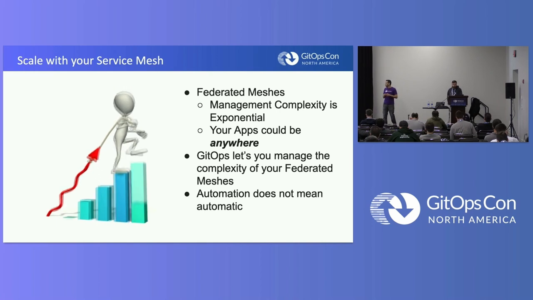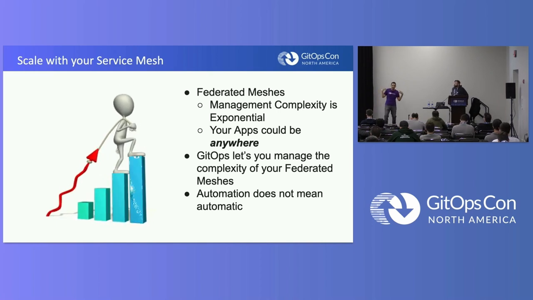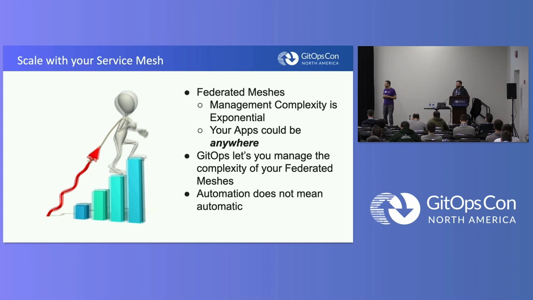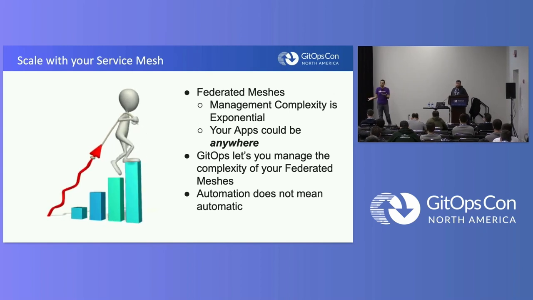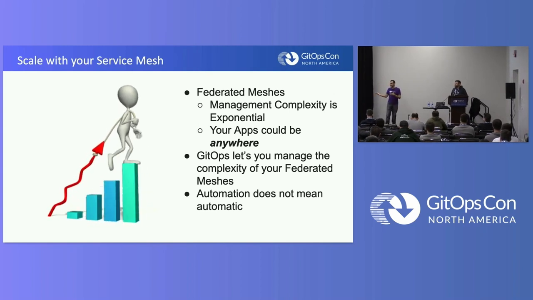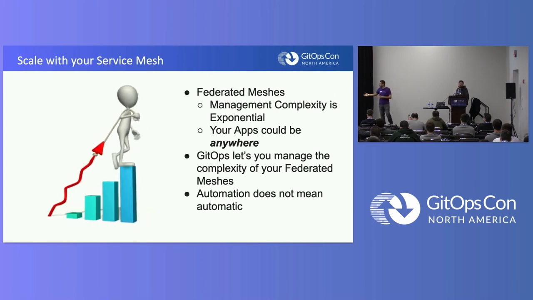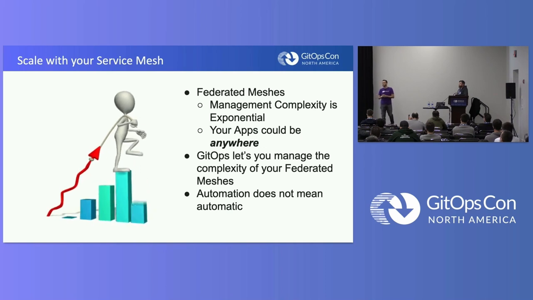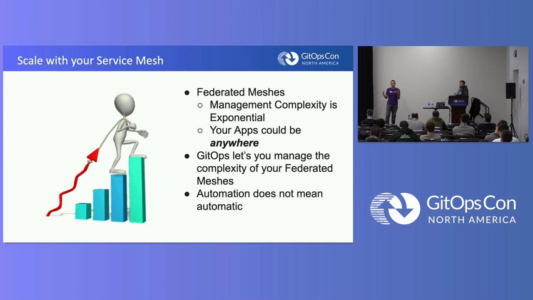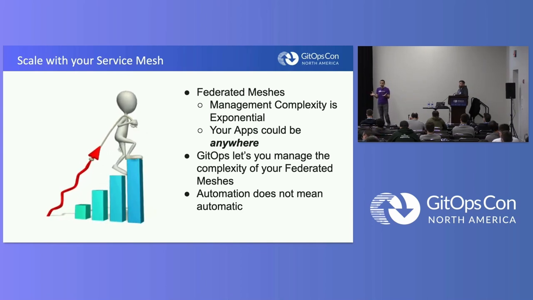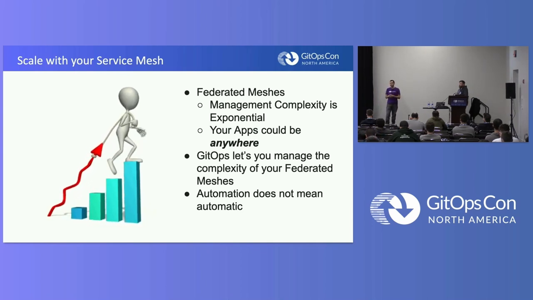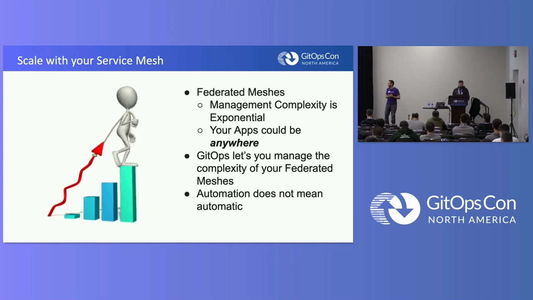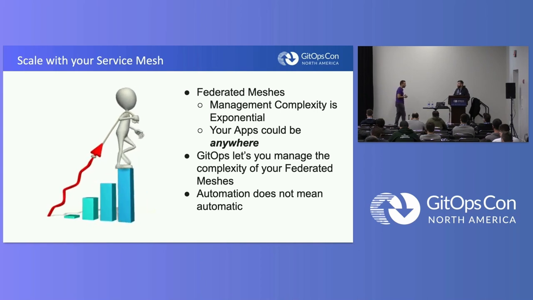I don't know if you've seen the back of my shirt; if you want to see it later, you can. It says, "Unless it's in Git, it's only a rumor." That's one of my catchphrases. Another thing I like saying is that automation does not mean automatic. That phrase means you are ultimately in control of how the rollout happens, but what actually does the rollout is automatic.